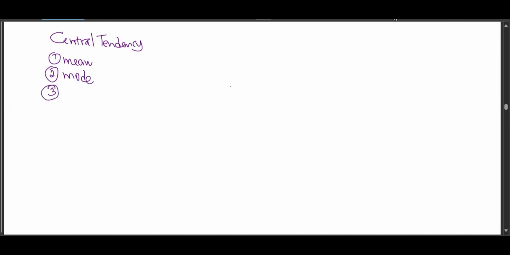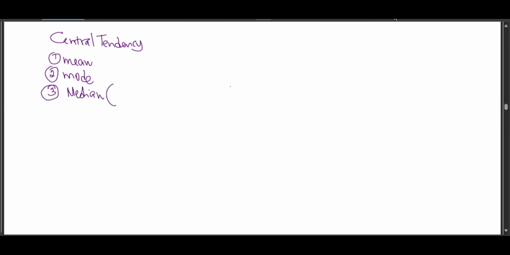Previously in our lesson one, we looked at central tendencies. We said we have one, mean; two, mode; and three, what we call the median.